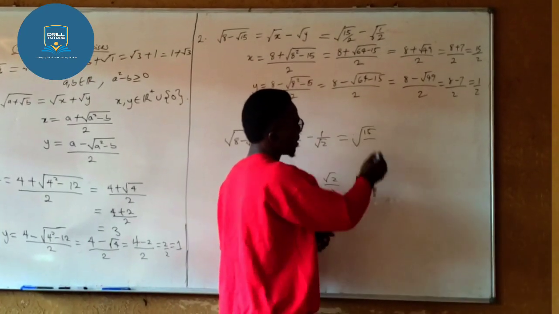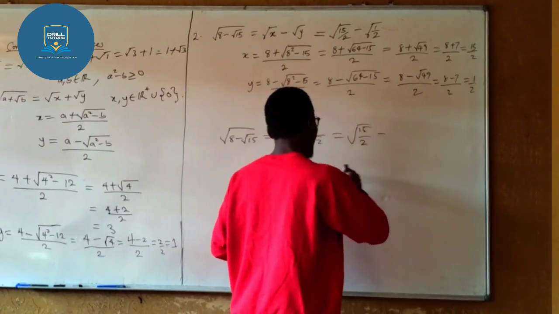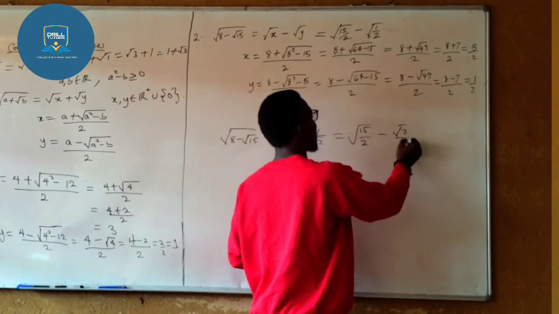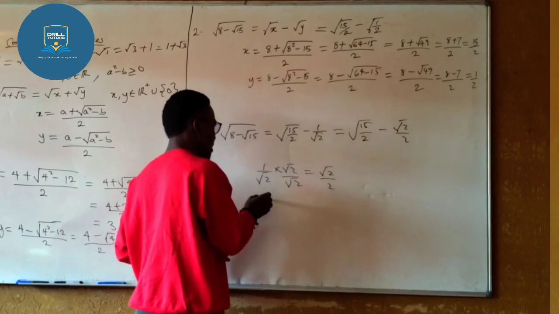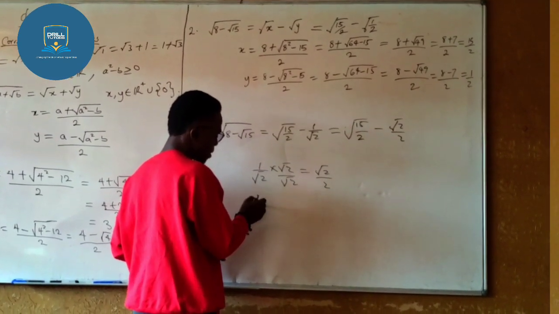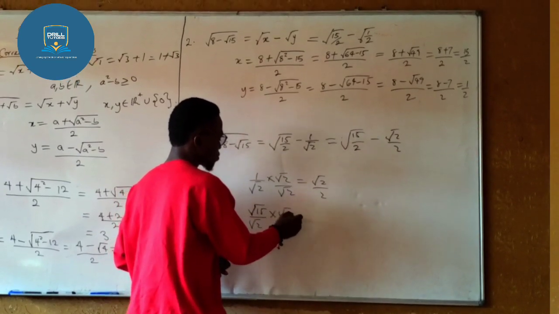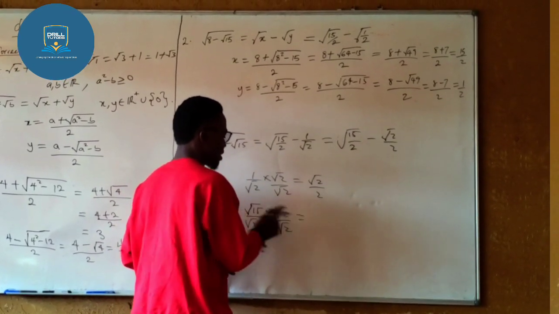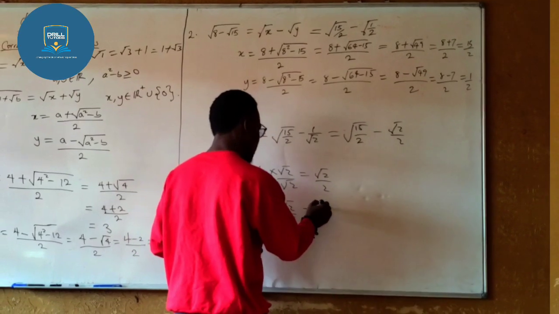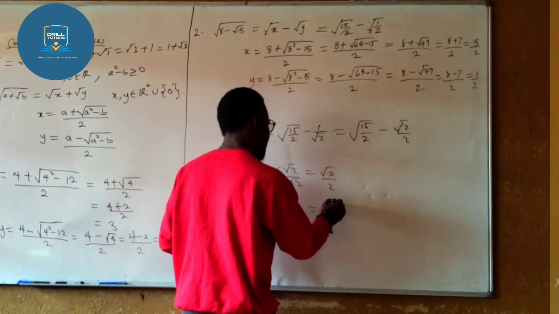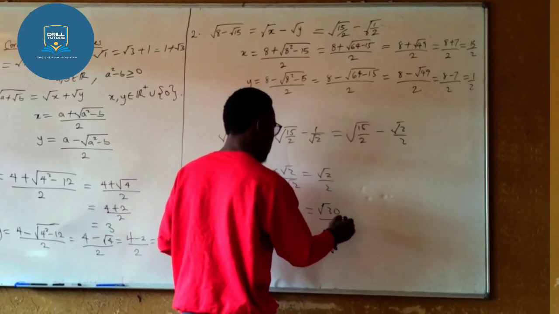You can go on to rationalize both of them. That will be minus what? Minus root 2 over 2. If you want to rationalize this, that is simply root 15 over root 2 times root 2 over root 2. And that is what? That is root 30 over 2.